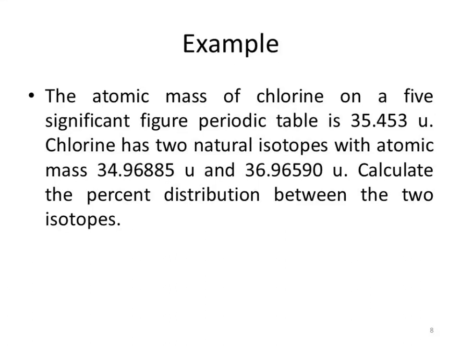Now, what if we have a situation like this, where my atomic mass of chlorine on a 5 significant figure table is 35.453 AMU. Chlorine's got our two natural isotopes, okay? Chlorine 35 at 34.96885 and chlorine 37 at 36.96590. I want to figure out what is my percent distribution between these two isotopes. So how do I do that?